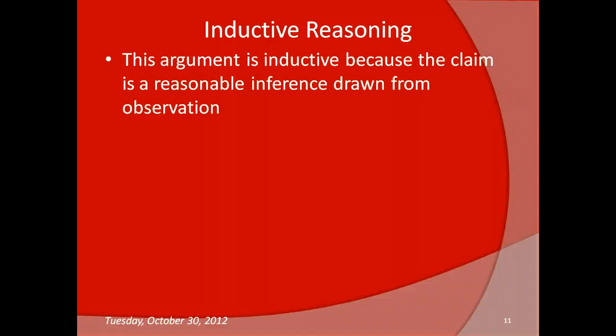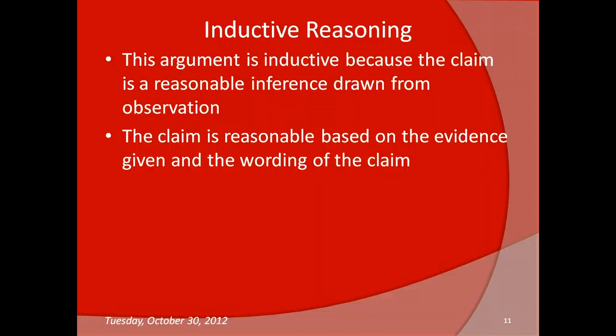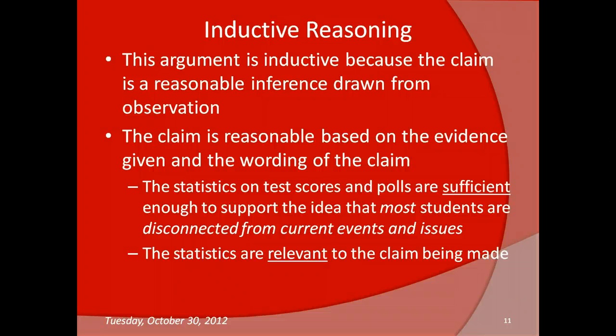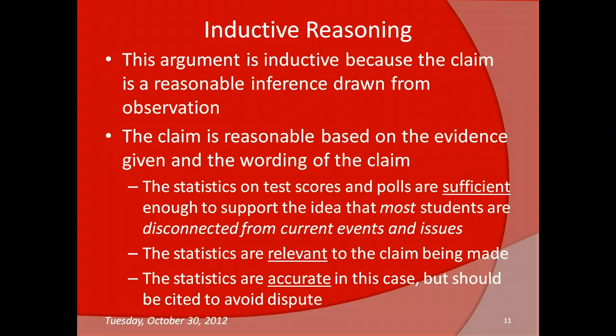This argument is considered inductive because the claim is a reasonable inference that has been drawn from observation, observable data. This claim is reasonable based on the evidence I have provided and based on the way I've worded the claim. The statistics on test scores and polls are sufficient enough to support the idea that most students are disconnected from current events and issues. Without that word most, perhaps the evidence wouldn't have been sufficient. The statistics that I provide are also relevant to the claim being made, and the statistics are accurate in this case, but should be cited if this were an actual essay or article. I should always cite my evidence to avoid any kind of potential dispute.